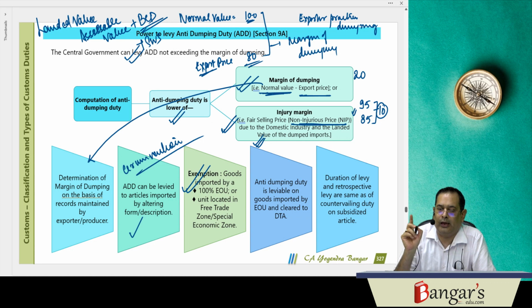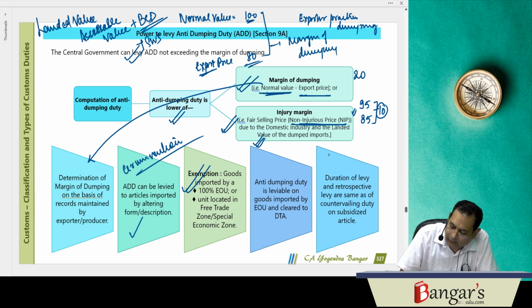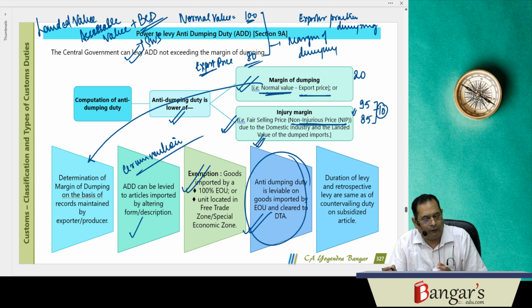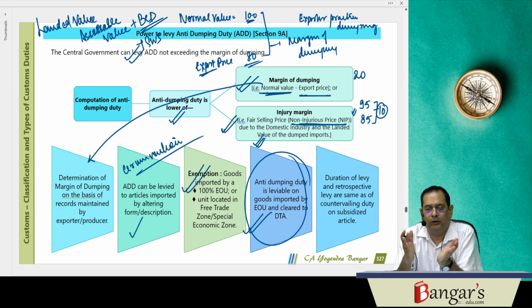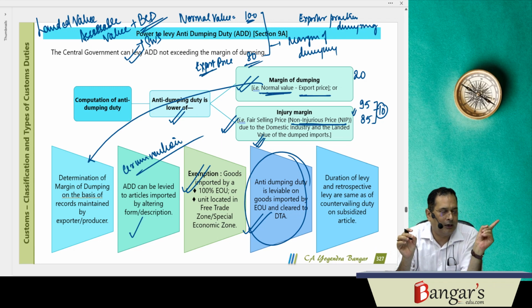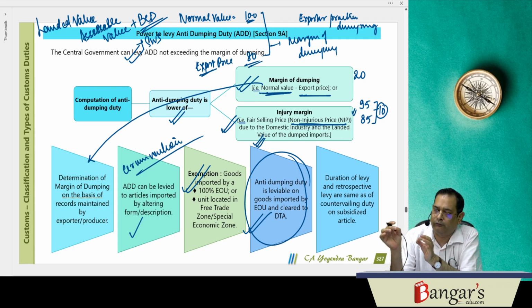or a unit in an FTZ or SEZ. But in case these goods are sold in the domestic tariff area after the importation by the EOU or SEZ, in that particular circumstance, anti-dumping duty, which was to be levied earlier at the time of importation, will now be levied when the goods are sold by such SEZ unit or EOU unit to the domestic tariff area, because it will definitely be damaging the Indian industry.